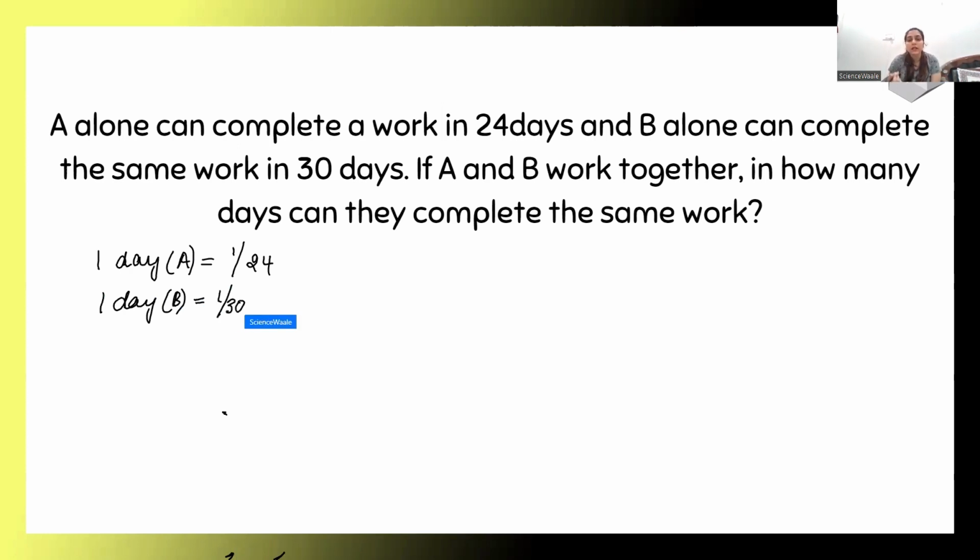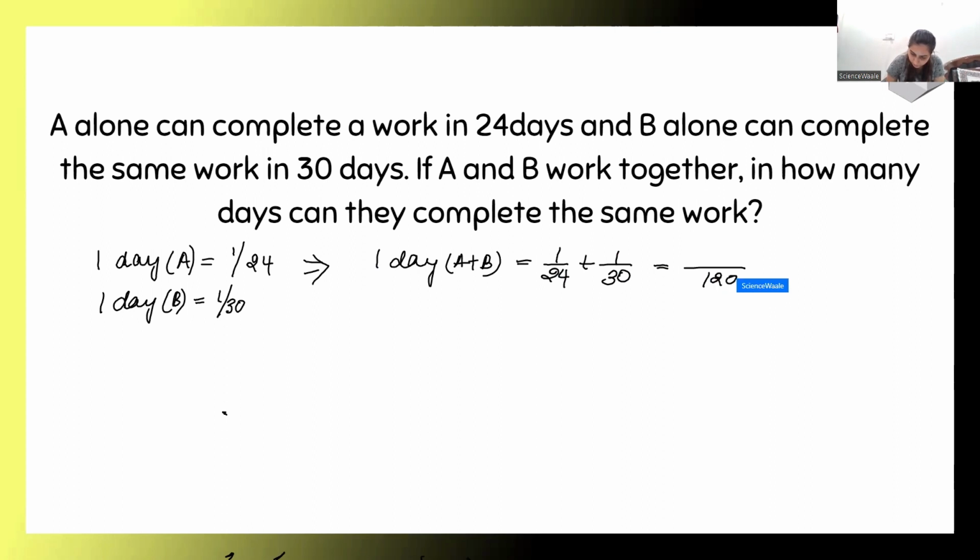Now they have given us that A and B work together. Then in how many days can they complete the same work? So if they work together, then we need to add the 1 day work of A and 1 day work of B. So this will be 1 day work of A plus B, which is 1 by 24 plus 1 by 30. Right? LCM will be 120. 5 plus 4, which is 9 by 120, which is 3 by 40. This is the 1 day work of A and B working together.